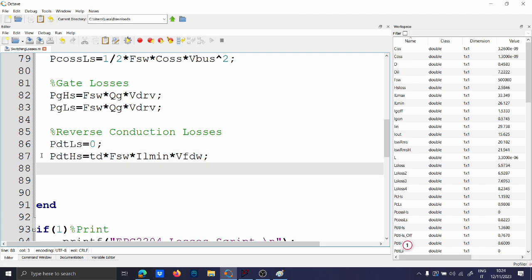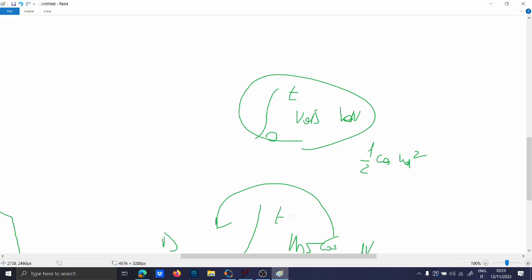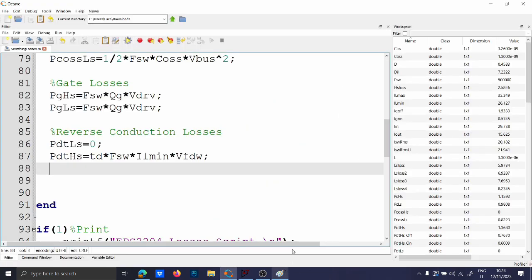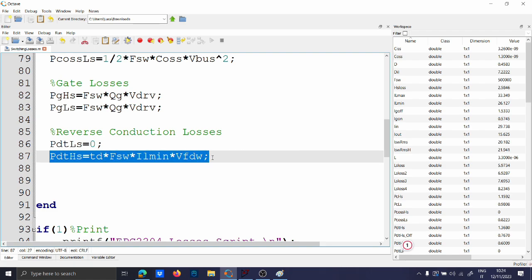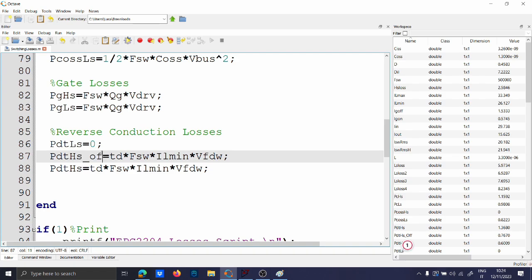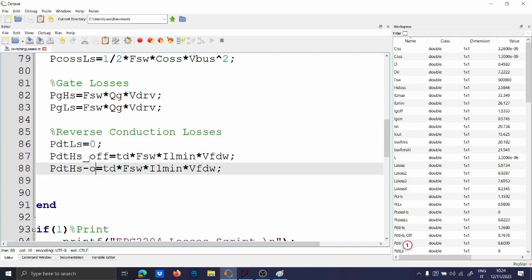This is for the on period, because in the low side you do this, and in the high side you do that. Oh no, sorry, it is the opposite. So in the high side you use this. But I don't really care. I just wrote something. So this is for the off, and this is for the on.